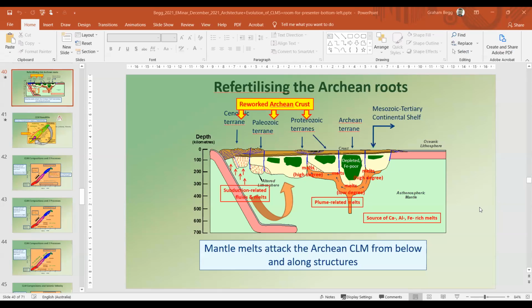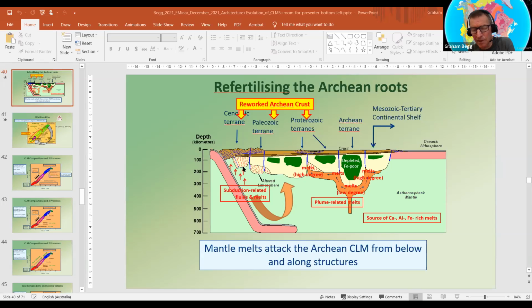Refertilizing Archean roots. Yeah. So with all the fluids and melt that comes off, remember that the water that's in a slab is mostly lost in this upper 100 to 120 kilometers of vertical subduction. So you really hydrate the base of the lithosphere. Of course, that loss of water triggers the melting for an arc because it lowers the melting point of the convecting mantle.